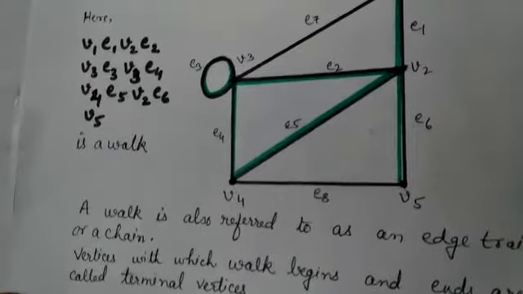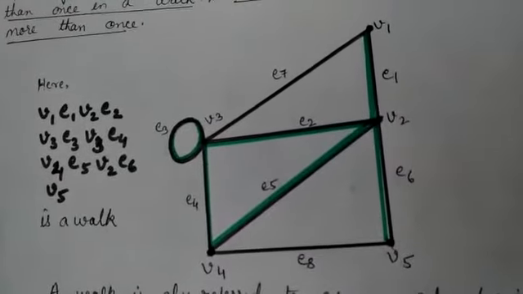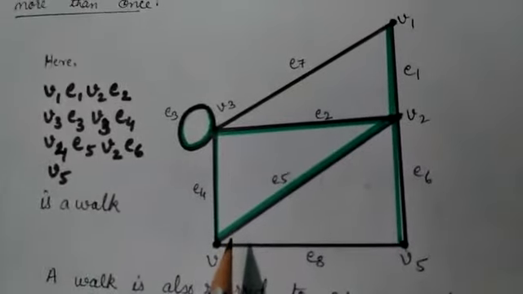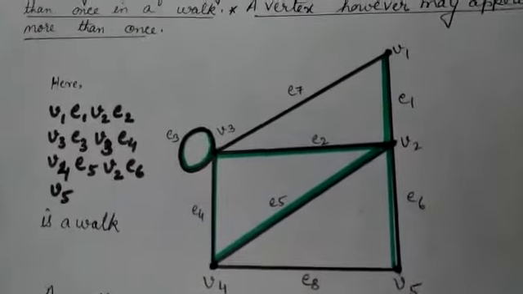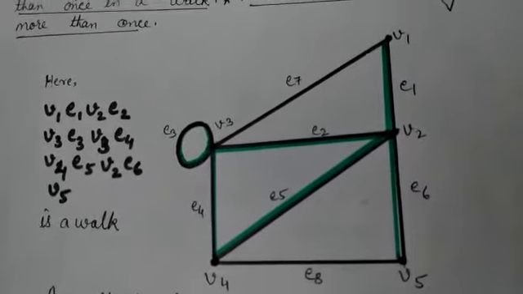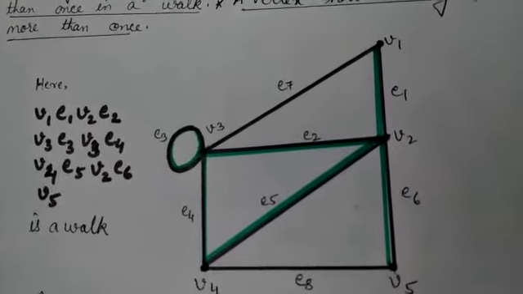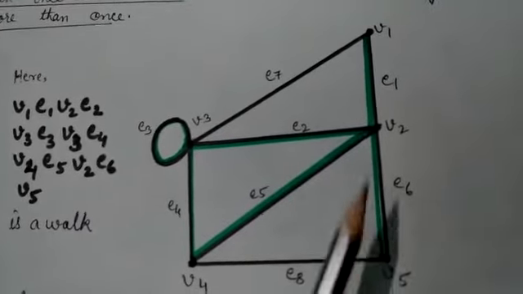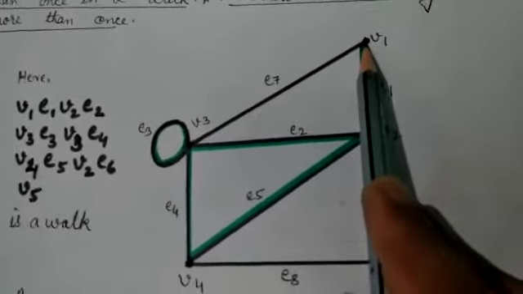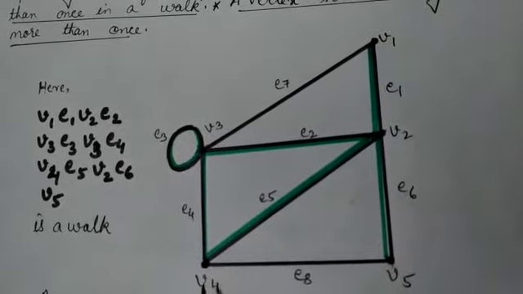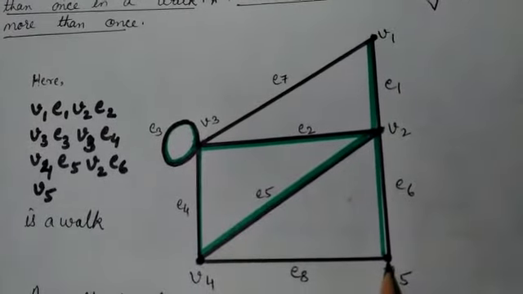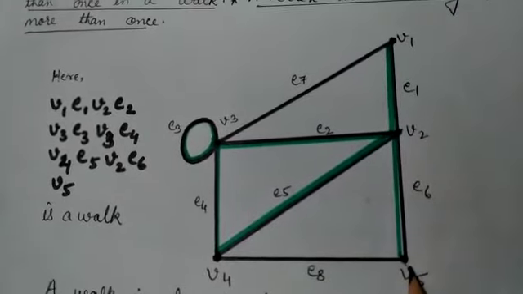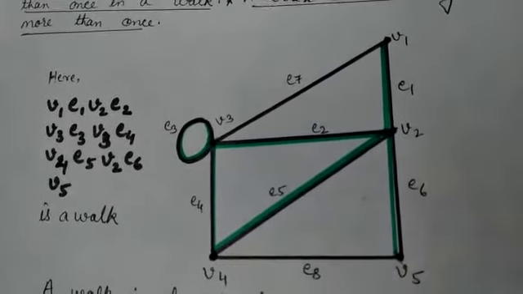A walk is also referred to as an edge train or a chain. Vertices with which a walk begins and ends are called terminal vertices. Here the walk begins from V1 and it ends at V5. So this V1 and V5 are called terminal vertices.